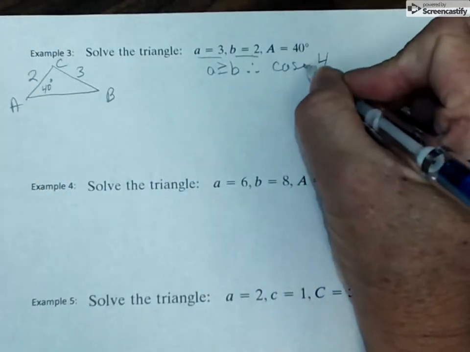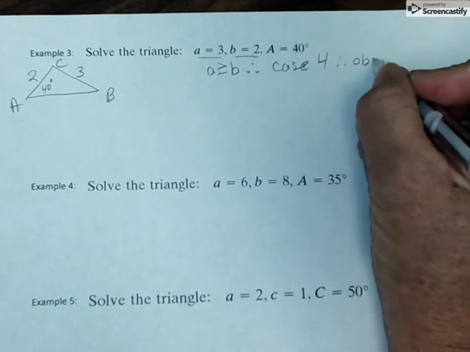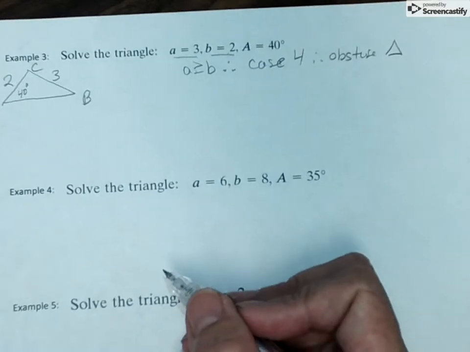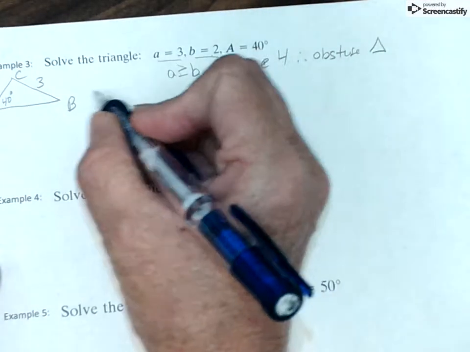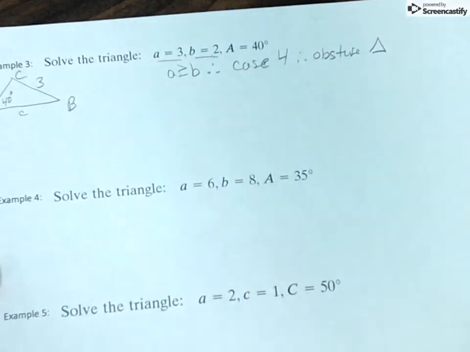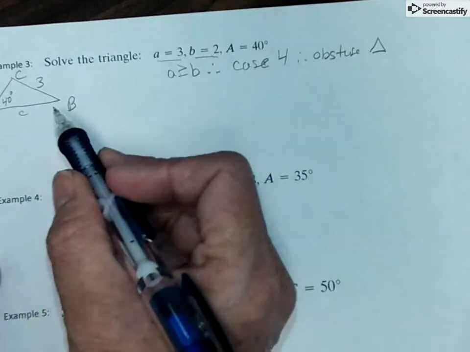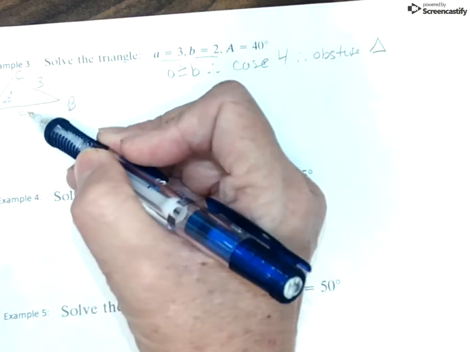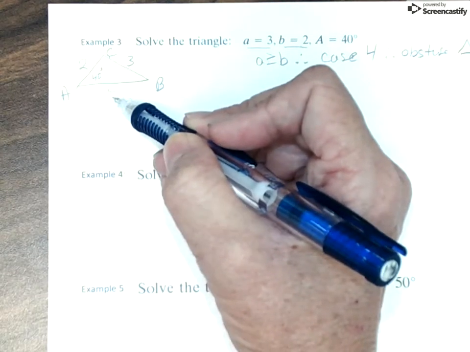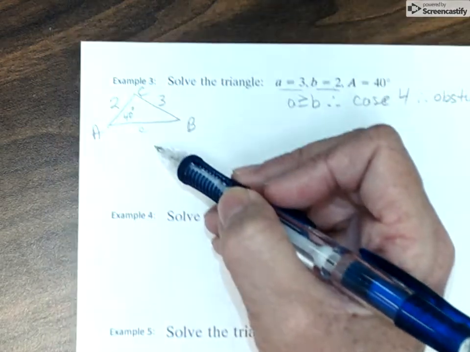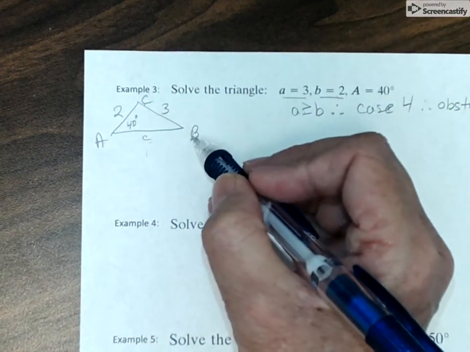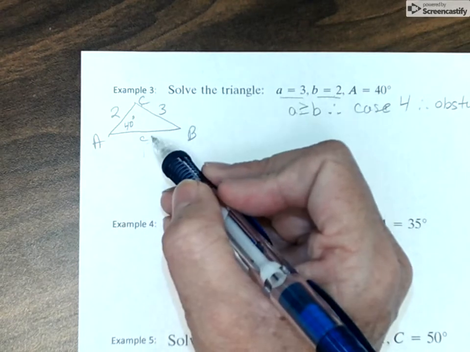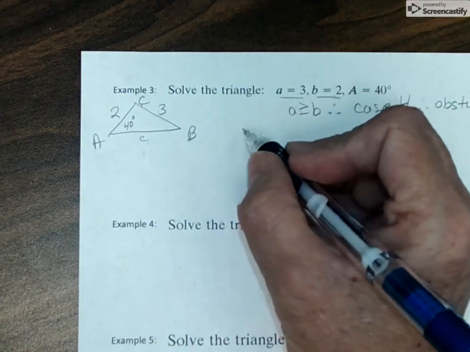We've got case 4. There is only one triangle. So this is case 4, which means we're going to have an obtuse triangle. Okay, and the way we do this is, if I'm trying to find side C, we also need to find angle B and angle C. We don't know angle C or side C, so for right now we need to stay away from using those. We're going to come over here and work with angle B. As long as we know two sides and an angle, we can solve for the missing angle.